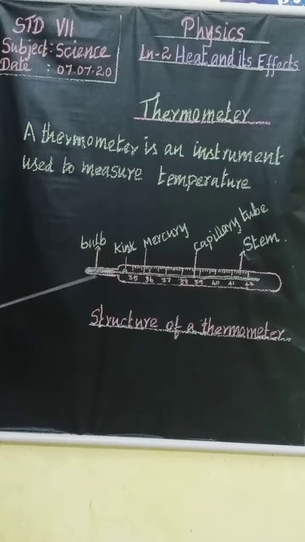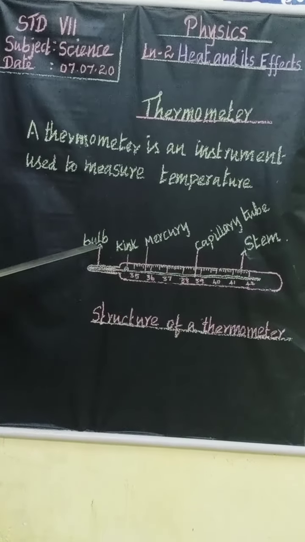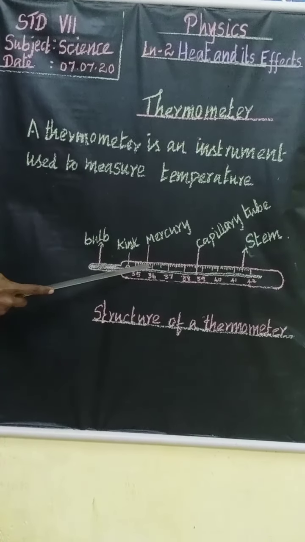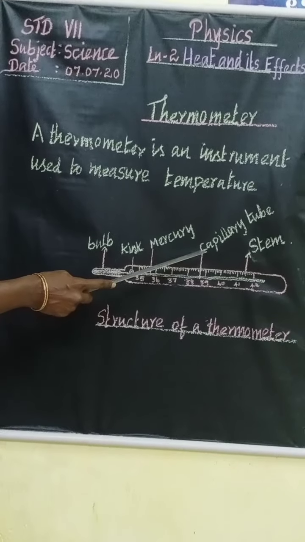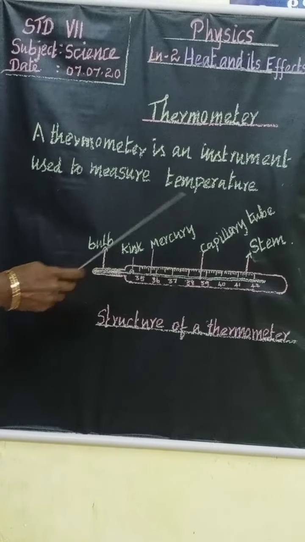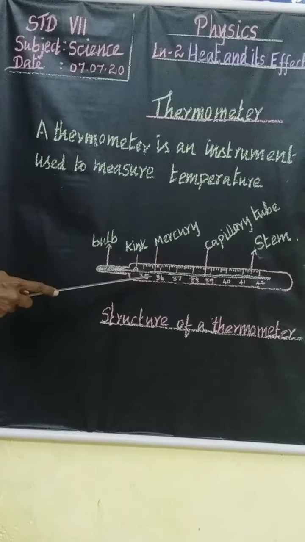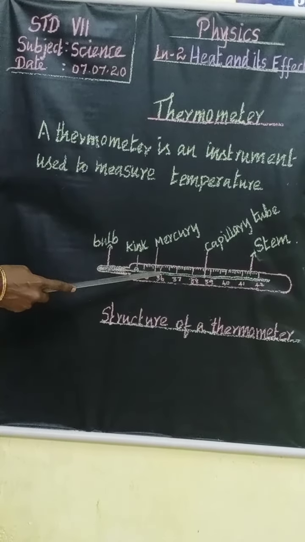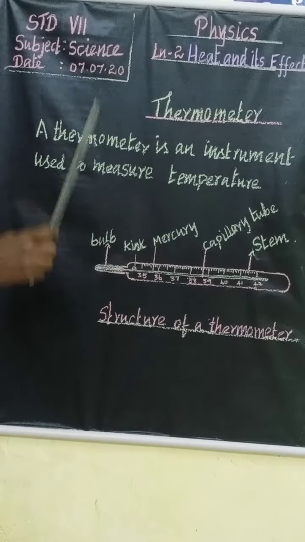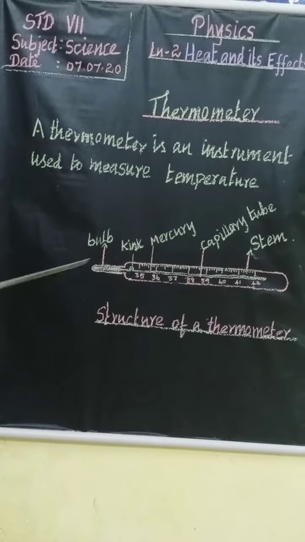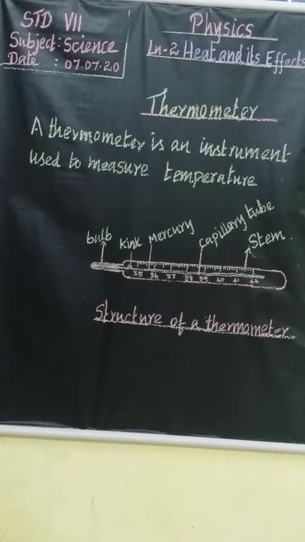What are the parts of this clinical thermometer? First one, bulb, the long stem, and also the capillary tube. What is the liquid used in this clinical thermometer? That is mercury. Mercury is a liquid used in this clinical thermometer.